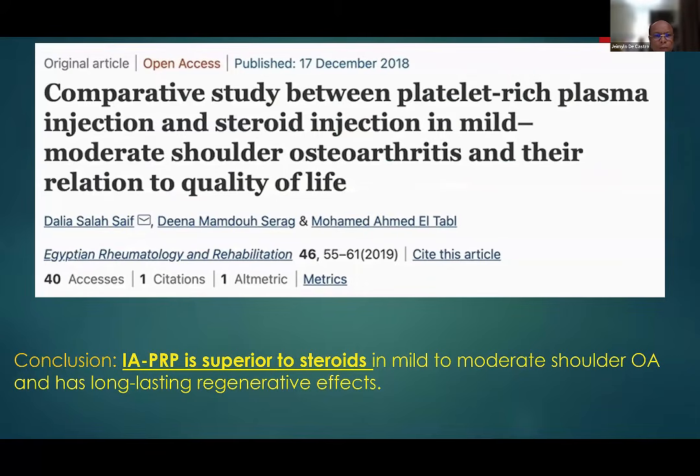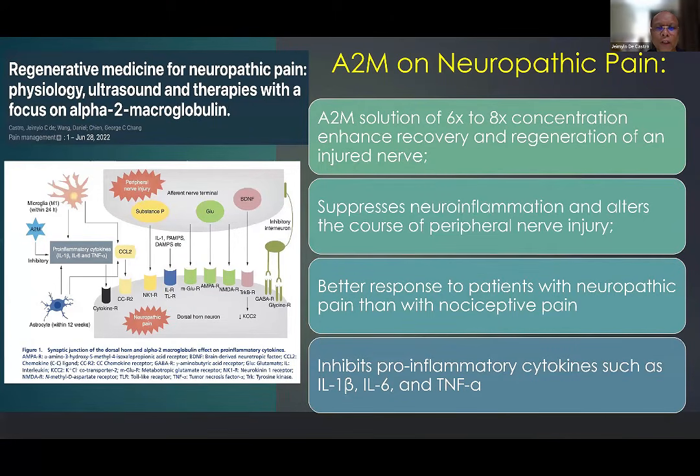So this is alpha-2 macroglobulin, concentrated up to 6 to 8 times, which is the one that enhances recovery and regeneration in injured nerve. It suppresses neuroinflammation and alters the course of peripheral injury. Now, specifically, it has the ability to inhibit pro-inflammatory cytokines such as interleukin-1 beta, interleukin-6, and TNF alpha. So these pro-inflammatory cytokines are inhibited by alpha-2 macroglobulin.